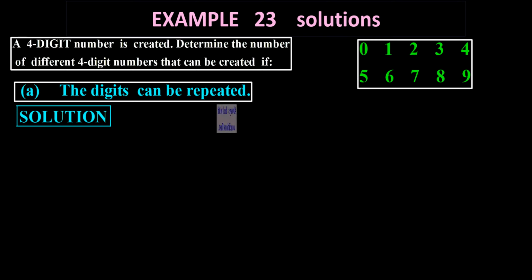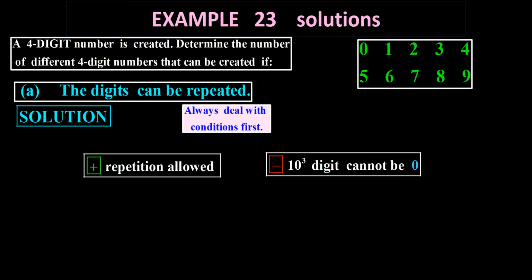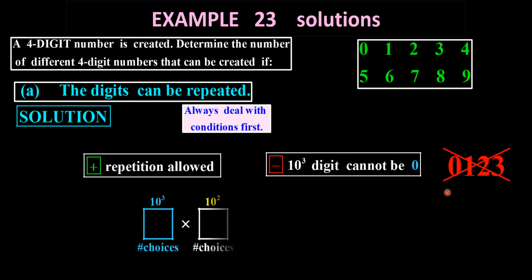So let's look at the solution here. But we always have to make sure we understand the conditions. Repetition is allowed, but the 10 to the 3rd digit, the 1000th digit, cannot be 0. For example, a number like this, 0, 1, 2, 3, I'm using 4 digits, but if I have a 0 in front there, that is not regarded as a 4-digit number, it's only regarded as a 3-digit number. So we cannot have a 0 in that. That's units, tens, hundreds, and thousands. So the 10 to the 3 place value cannot have a 0 there.